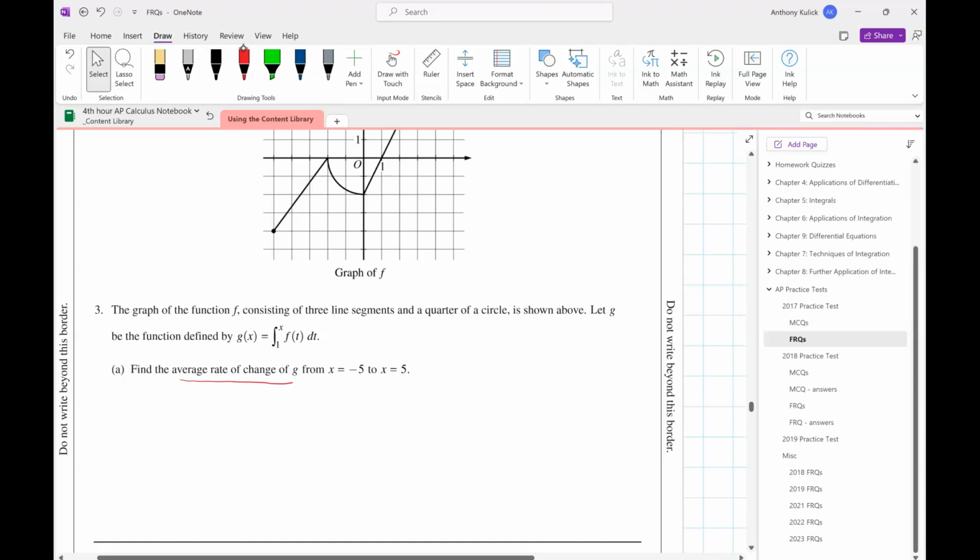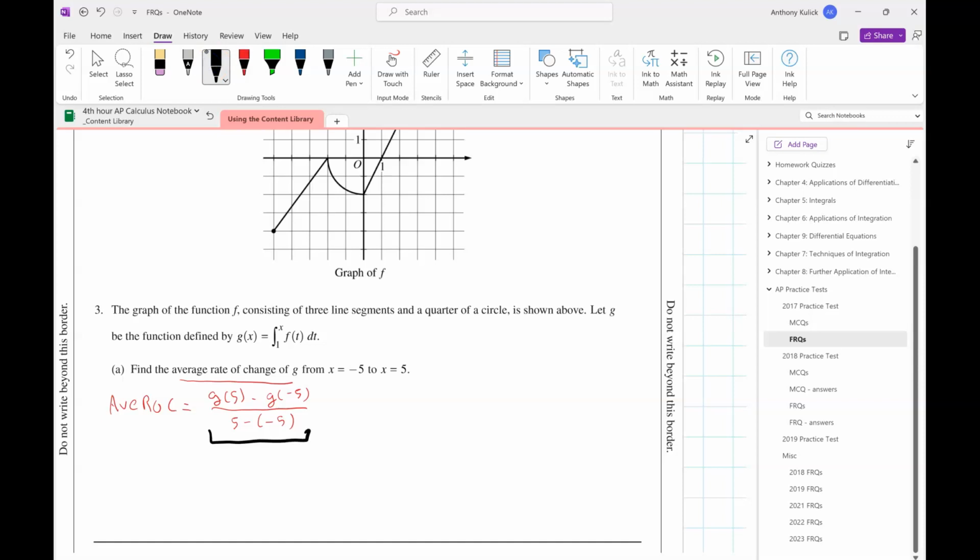Average rate of change means slope. So g of 5 minus g of -5 over 5 minus -5. Writing that would have been 1 point.